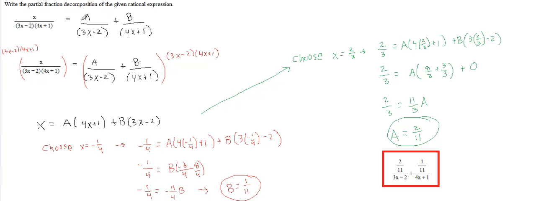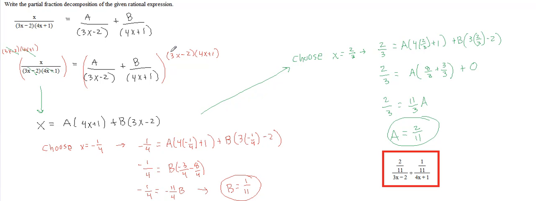So we have an equation here. And so our first job is we want to clear the denominator. That's what I've written here in red. I'm going to multiply both sides by 3x minus 2 times 4x plus 1. On the left-hand side of the equal sign, these are going to cancel, so we'll just be left with x.